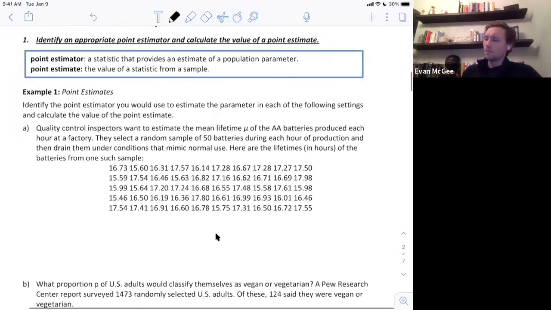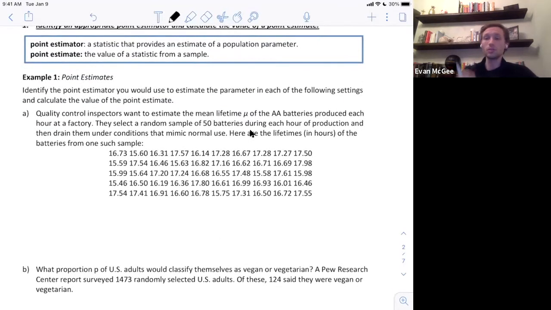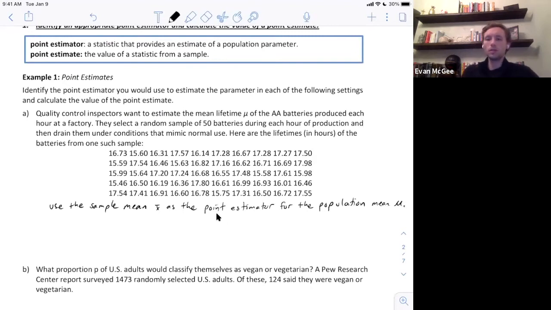So to estimate mu, our point estimator is going to be a sample mean, x bar. So the point estimator is x bar to try and estimate the population mean mu. The point estimate is the actual value of x bar. So what we'd have to do is add all these together and then divide by 50. And so we would get a point estimate of about 16.178 hours.